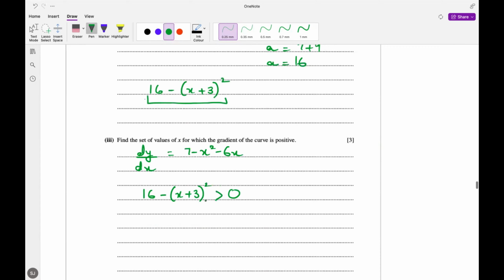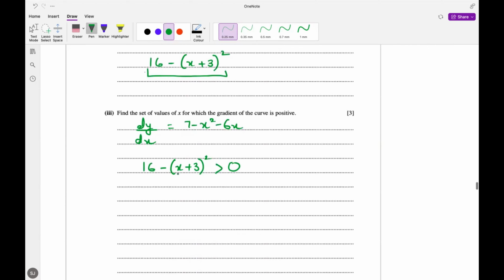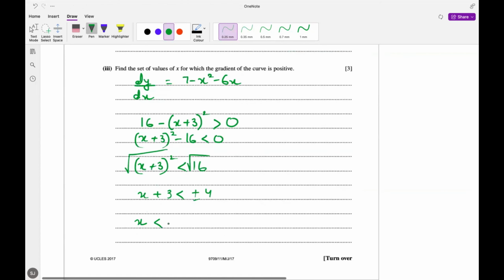So this will be 16 minus (x plus 3) whole squared greater than 0. Now to solve this, first we'll make sure that the variable x squared is positive, so we can change the sign and write it as (x plus 3) whole squared minus 16 is less than 0. We can just take it to the other side. Now solving this, we get (x plus 3) whole squared is less than positive 16. Taking the square root on both sides, we get x plus 3 is less than plus or minus 4. Solving this, we get x is less than 4 minus 3, which is 1, and x is greater than minus 4 minus 3, which is minus 7.